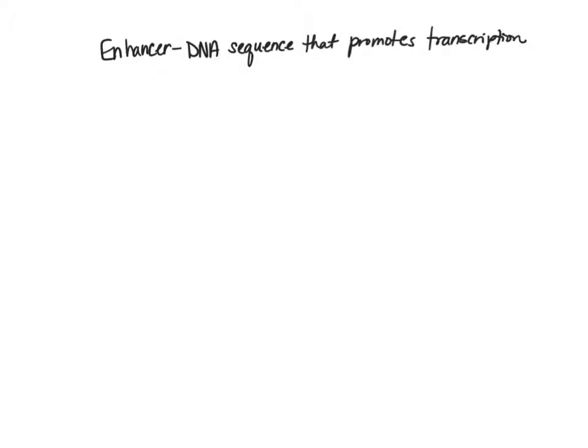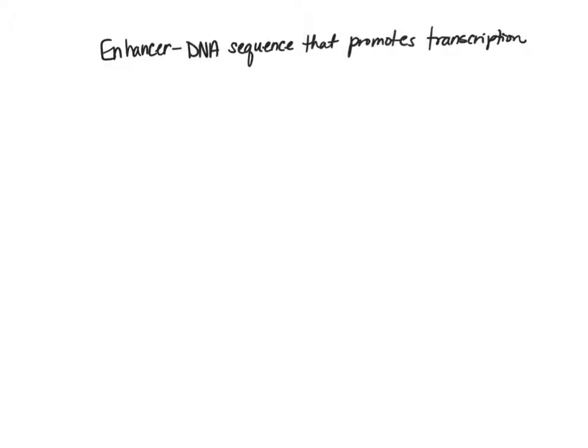When we talk about methods of regulation for eukaryotes, we're going to first talk about an enhancer. An enhancer is a DNA sequence that's going to promote transcription. So it enhances transcription. Within this enhancer region on the DNA, we have what are called distal control elements. And these are just little sections of the DNA within the enhancer. And the activators are going to bind to these distal control elements.